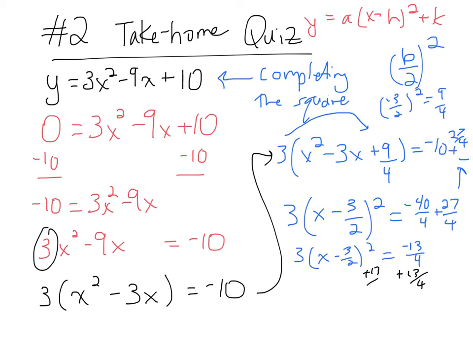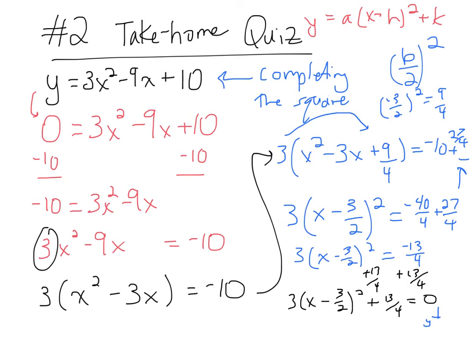I'll add 13/4 to both sides, and that will lead to 3 times x minus 3/2 squared plus 13/4 equals 0. And then just don't forget that our y was replaced with 0 here. So we'll do the same thing over here. This will become now our y, and we'll have our vertex form equation.